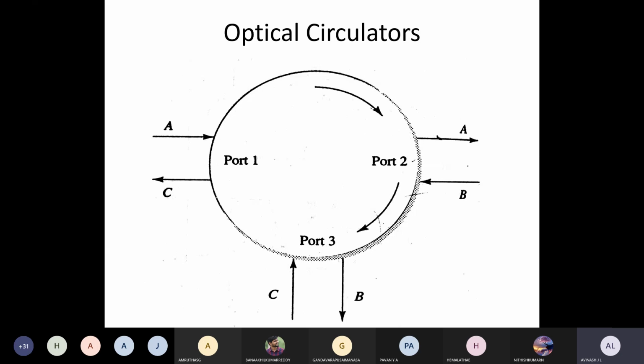So your optical circulators, we'll see. All of you please take down the optical circulator diagram. Can anyone confirm that the content is visible, right? Or else you have some disturbance.